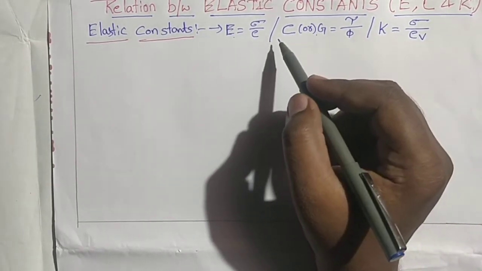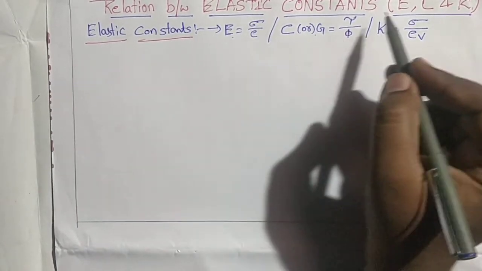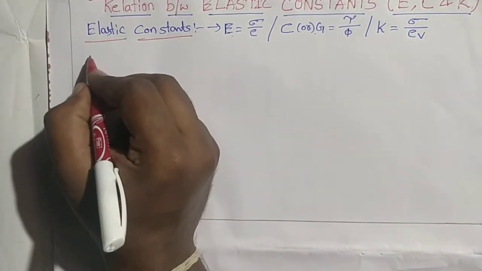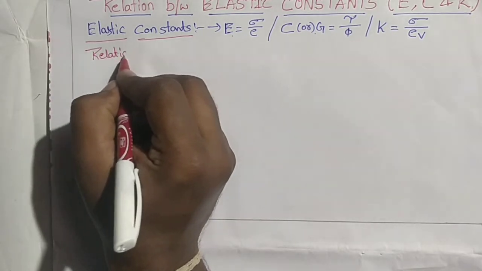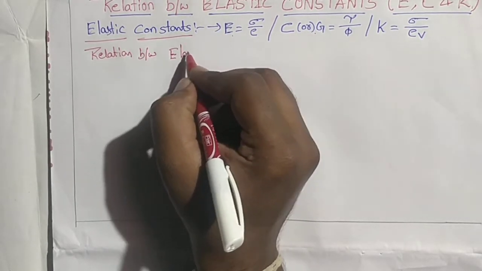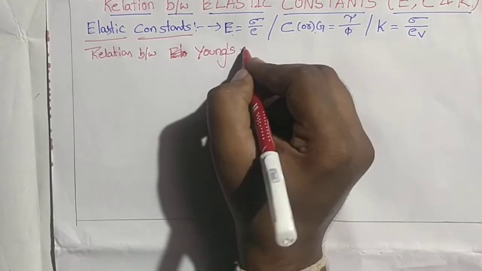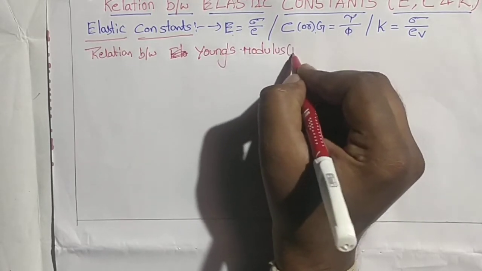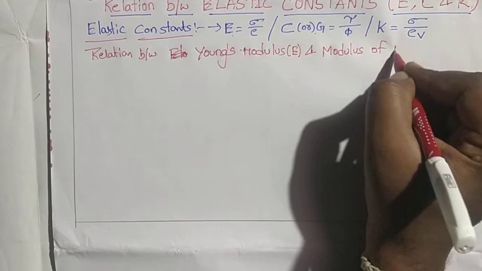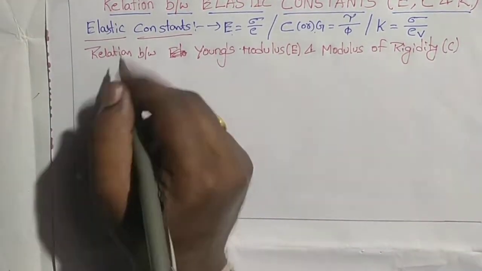In this session I am going to derive the relation between first E and C, and E and K, and after that E, C, K. First I am going to derive the relation between Young's modulus E and modulus of rigidity C or G.